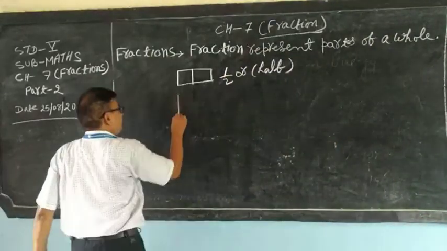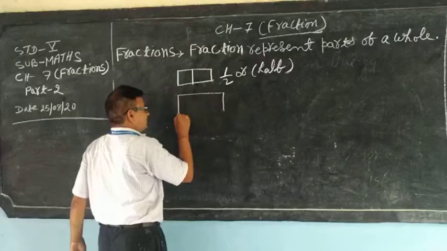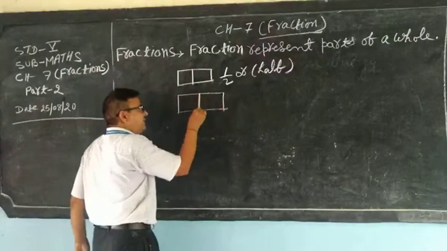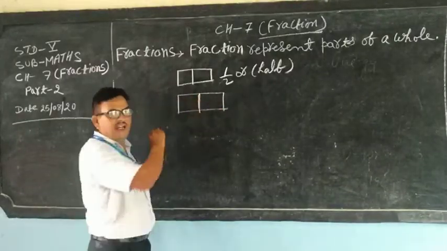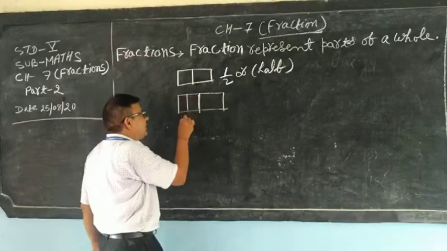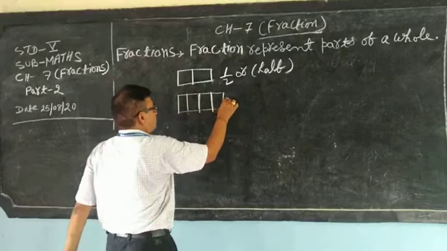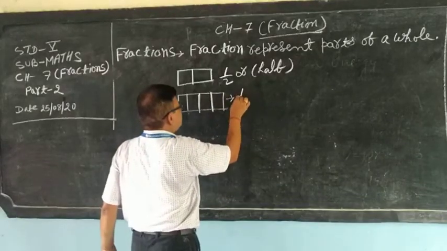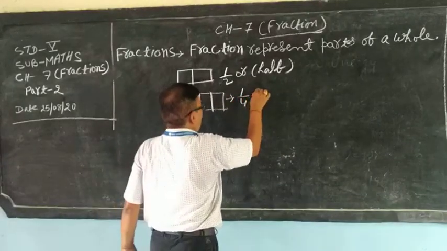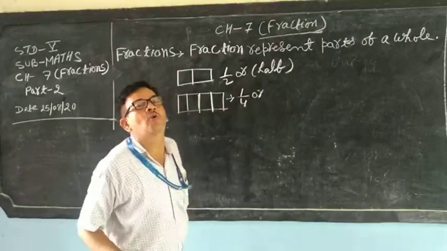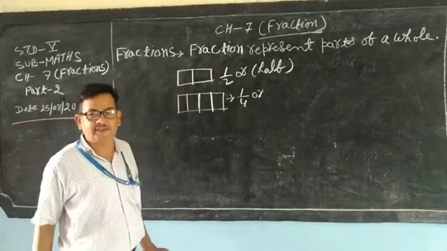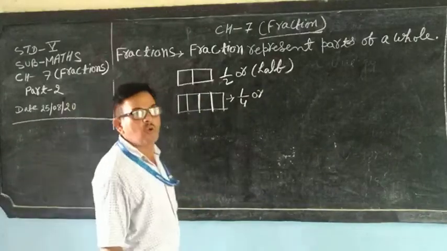Now second, what have you done? So this is the guava, half part done, 1 by 2 done, again 1 by 2 done, again 1 by 2 done. How many parts are there? So this is 1 by 4, or what is it called? Quarter. Understood now?